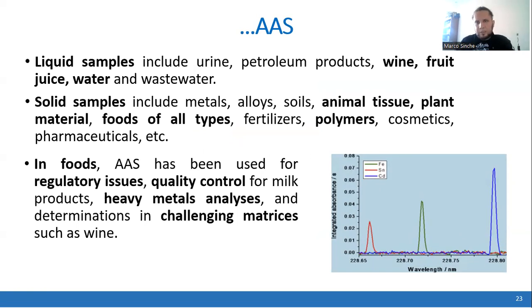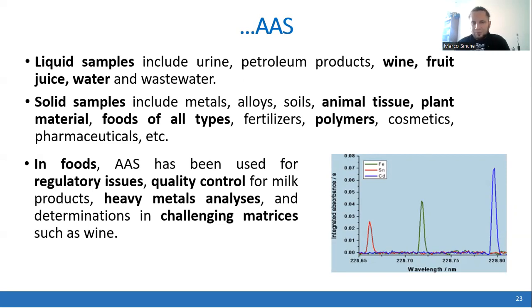What samples have been studied in this technique? For example, urine, in studies that are related to the detection of drugs, petroleum products, and food matrices such as wine, fruit juice, and also water. Solid samples can also be studied, including animal tissues, plant materials, different types of food, and polymers, all of which are relevant in the food industry.